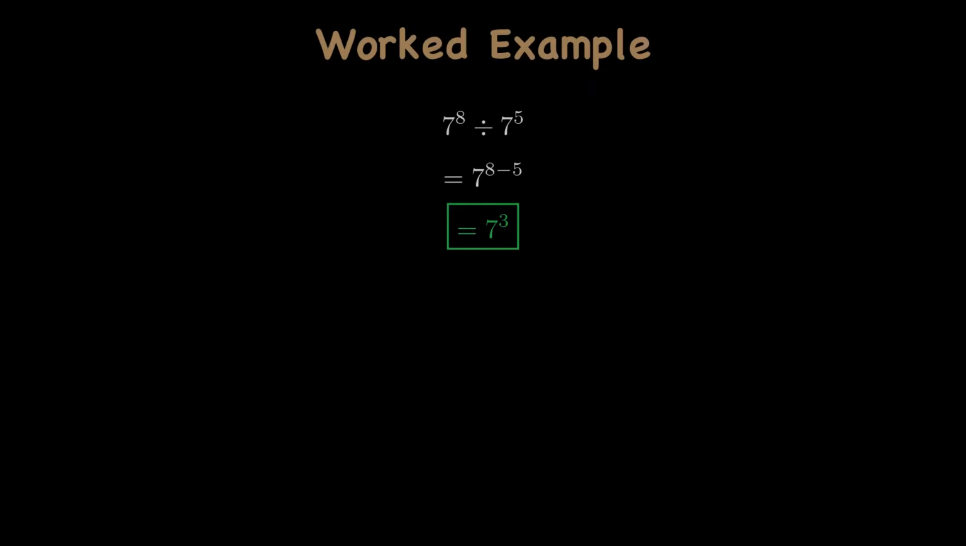Worked example. Simplify 7 to the power of 8 divided by 7 to the power of 5. Same base, subtract the indices. 8 minus 5 equals 3. The answer is 7 cubed.